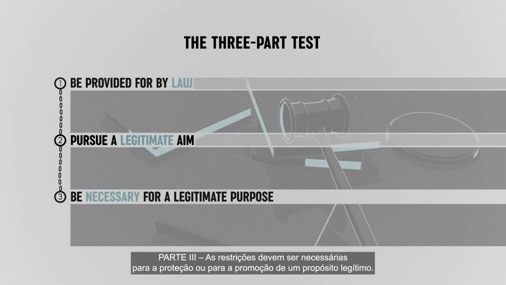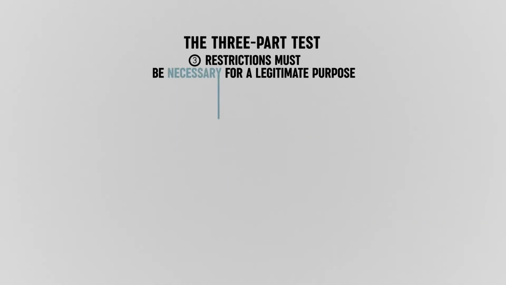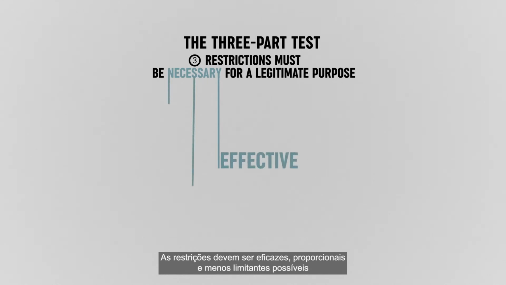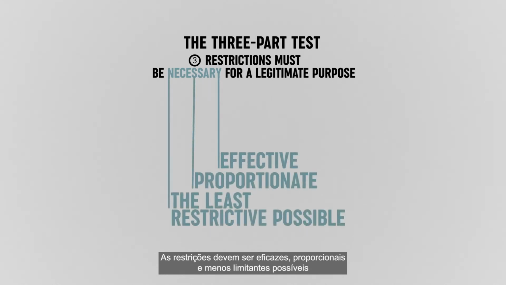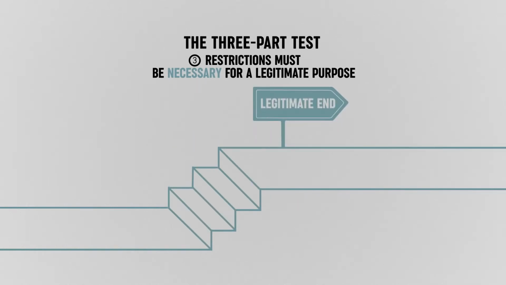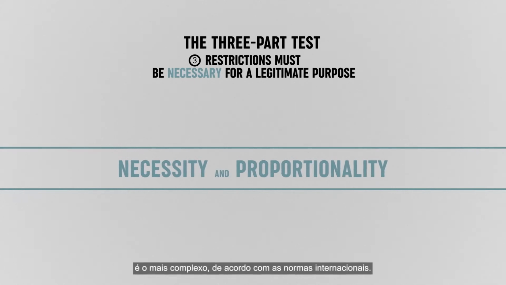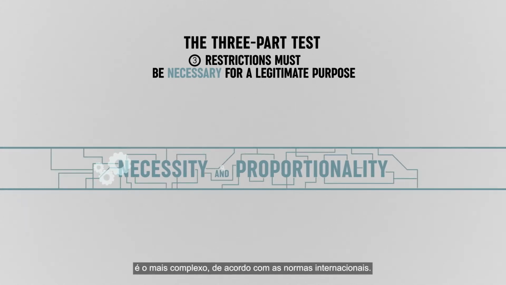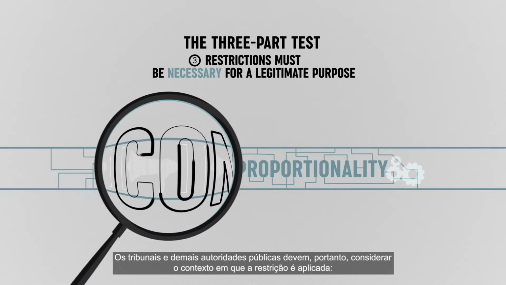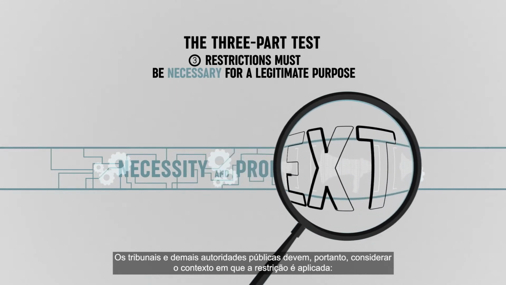Part 3. Restrictions must be necessary for the protection or promotion of a legitimate purpose. Restrictions should be effective, proportionate, and the least restrictive possible to achieve the legitimate end pursued. However, this criteria of necessity and proportionality is often the most complex according to international standards. Courts and other public authorities should thus consider the context in which the restriction is applied.